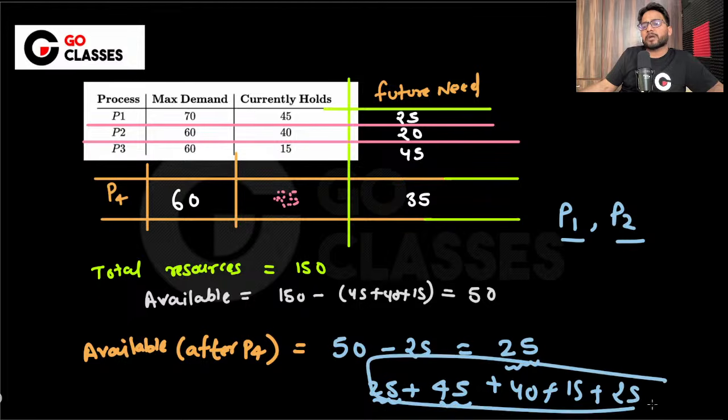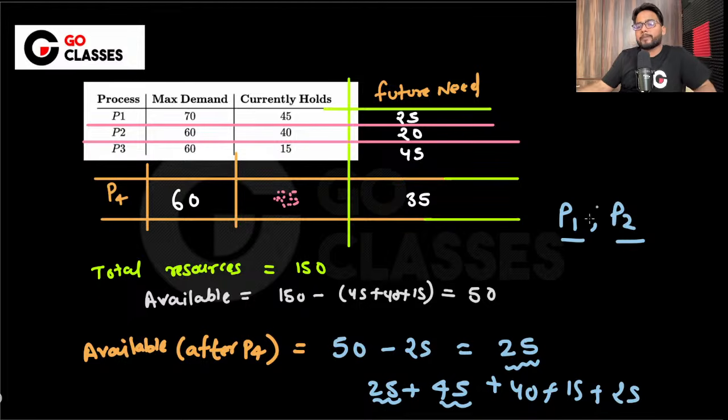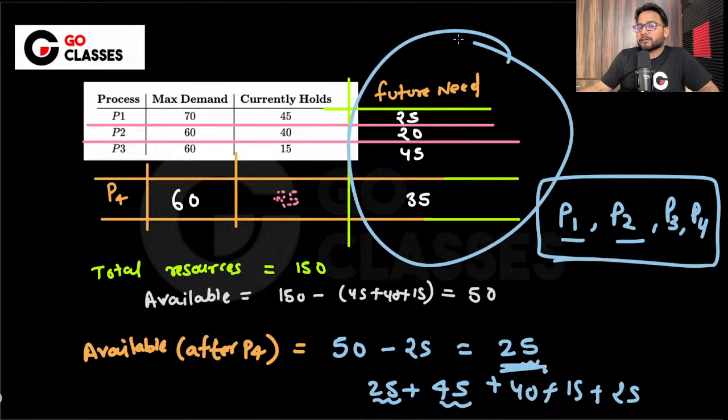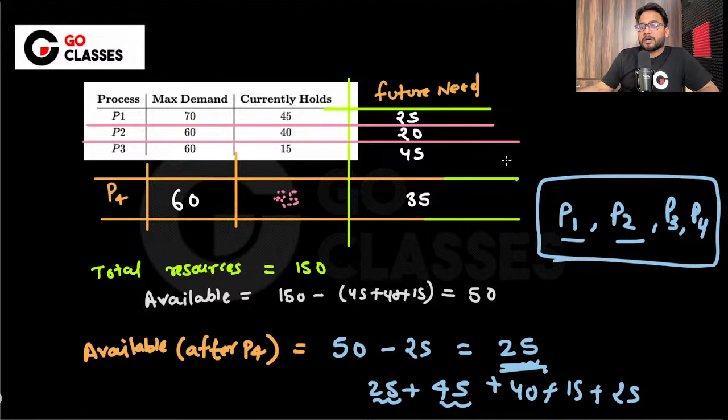So basically, you can have P1, P2, P3, P4 as one of the safe sequences, right? This is called a safe sequence, because in this sequence you can execute everything. So if you have 25 with you at this moment, and this is the future need, then obviously you can execute P1 completely first, then P2 completely, then P3 completely, then P4 completely, right? This is an interesting question. So I hope you understood this.